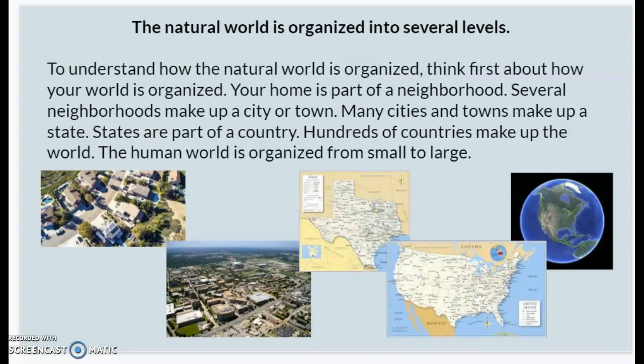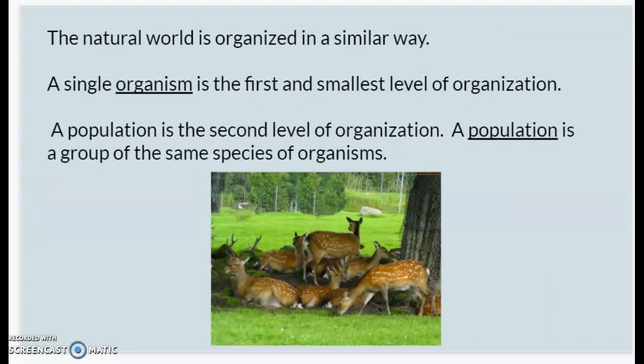The natural world is organized into several levels. To understand how the natural world is organized, think first about how your world is organized. Your home is part of a neighborhood. Several neighborhoods make up your city or town. Many cities and towns make up a state, and states are part of a country. Hundreds of countries make up the world. The human world is organized from small to large. The natural world is organized in a similar way.